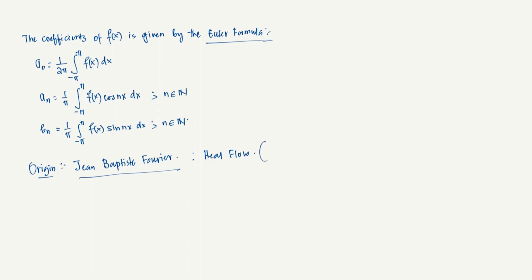To solve the heat equation, he formulated this notion that most of the functions you can think of, of course periodic nice functions, we can decompose using nicer, simpler functions. So for the heat flow problem, he proposed the idea of Fourier series. That's the origin. And this was done in the early part of the 19th century.